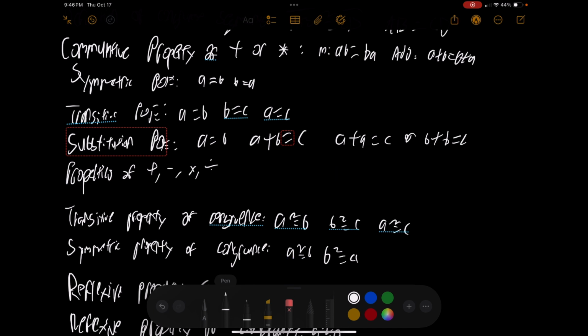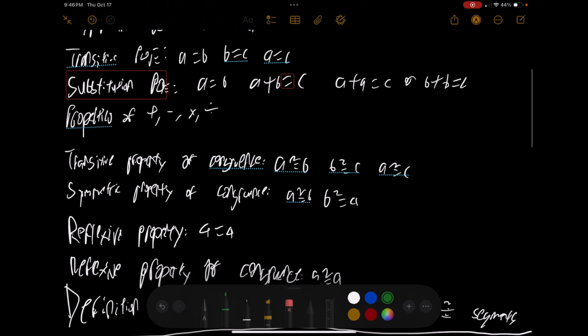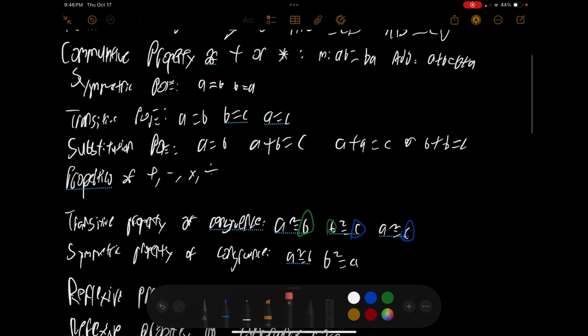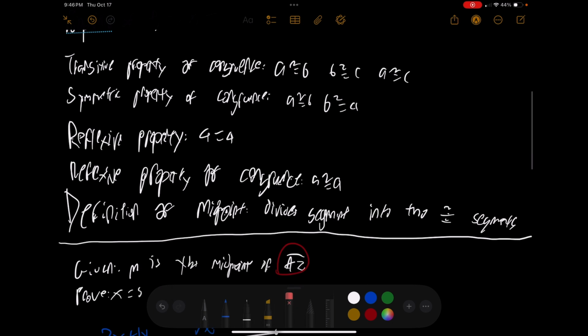And now we have the properties of multiplication, addition, subtraction. These are the properties you use when you're doing algebraic proofs. Now we have the transitive property of congruence. This is similar to the transitive property, but talking about congruence. A is congruent to B, B is congruent to C. That means A is congruent to C. That's really, really straightforward. Now we have the symmetric property of congruence. A is congruent to B, so B is congruent to A.